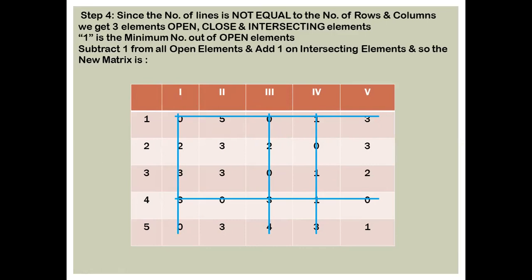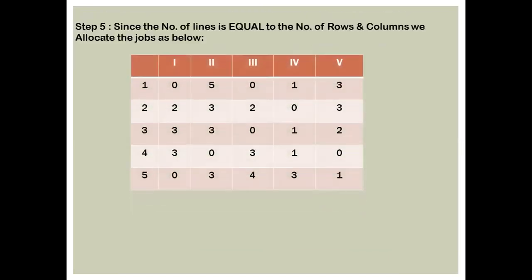Correct. We can start allocating the jobs. So moving forward, since the number of lines is equal to the number of rows and columns, we can allocate the jobs as below. For allocating the jobs, you need a single zero. Now, as you can see class, in the first row there are 2 zeros, so I will not do any allocation in that particular row. In the second row, you can see that there is a single zero, so I will put a box over there. Simultaneously, if there is any zero in that particular column, I should cancel it.